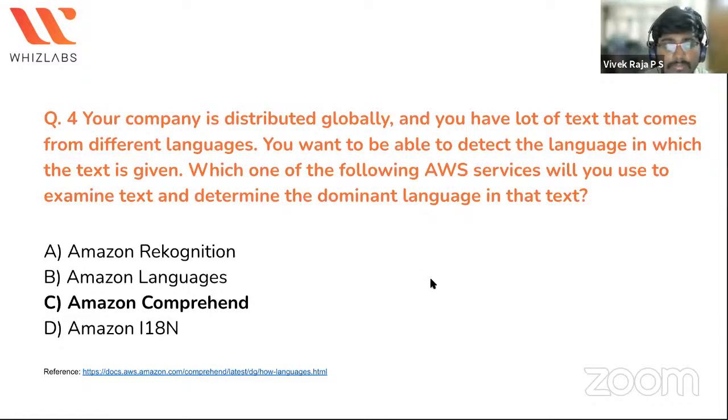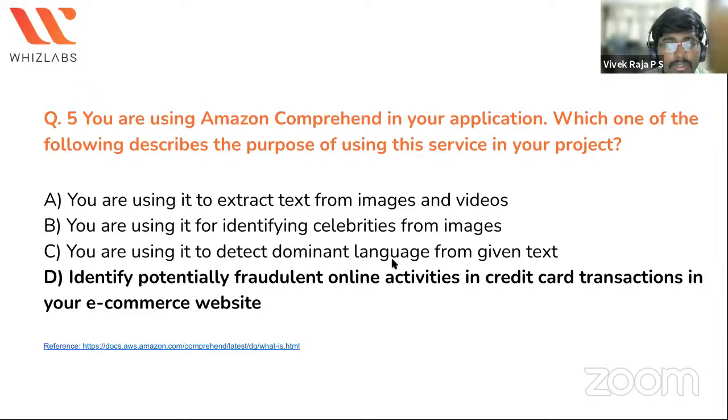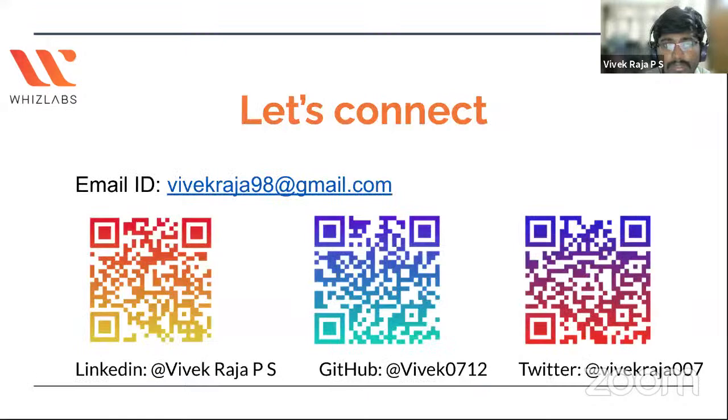So the final question. You are using Amazon Comprehend in your application. Which one of the following describes the best use case for the same? It can identify what you can do with online fraudulent transactions. So that's the right answer. So that's the end of the quiz.